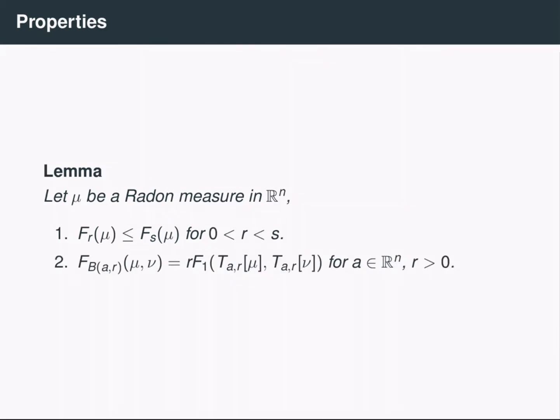Secondly, the distance between two measures in a ball centered at a of radius r is equal to r times the distance in the unit ball between the blown up versions of those two measures, i.e. the measures pushed forward under the blow up map that takes the ball B_r(a) to the unit ball. And finally, after applying property 2 to the case that one of the measures is equal to 0, this gives that the F, quote-unquote norm of mu in the ball centered at a of radius r is equal to r times the F norm of the push forward of mu to the unit ball.